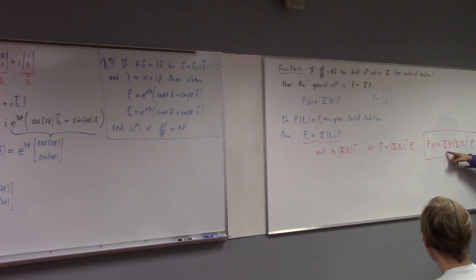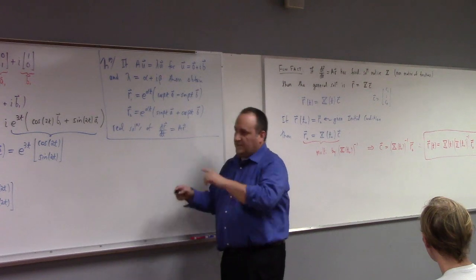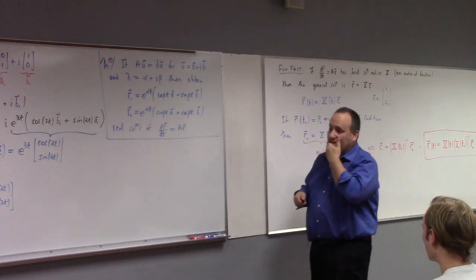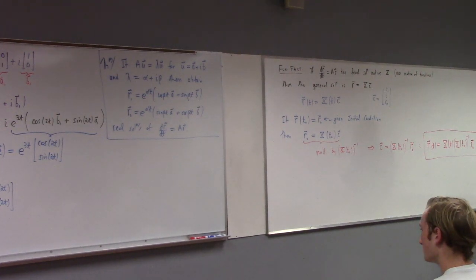All right. So let's look at how this looks for this example 1. Can you tell me how to build a fundamental solution matrix for the problem in example 1? What would X of t be?